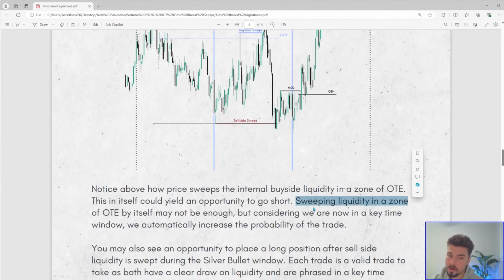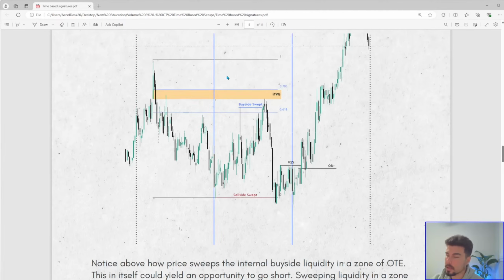Sweeping liquidity in a zone of OT itself might not be enough. But now we're in a key time frame, which is silver bullet, and we expect price to move or to spool in this time frame. That increases the probability by just a bit.